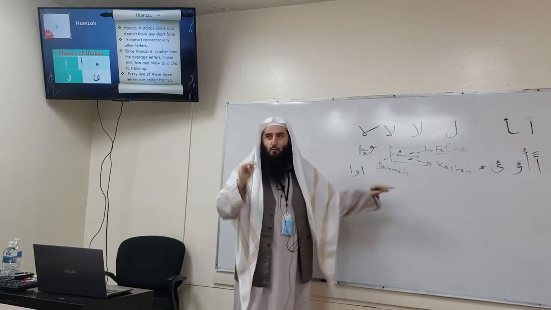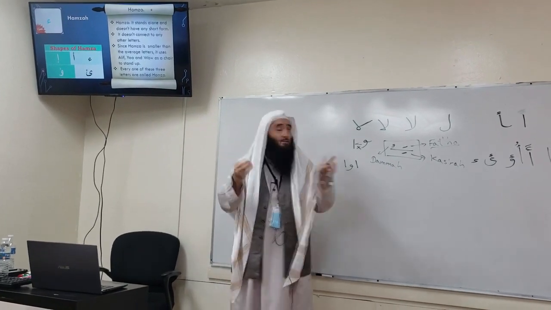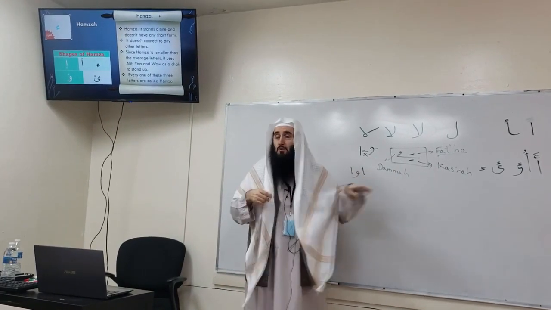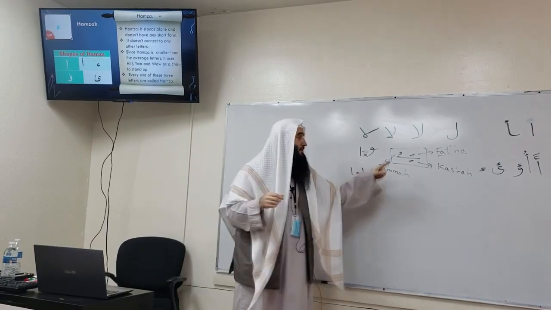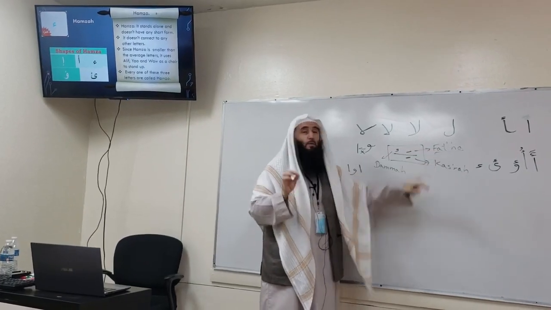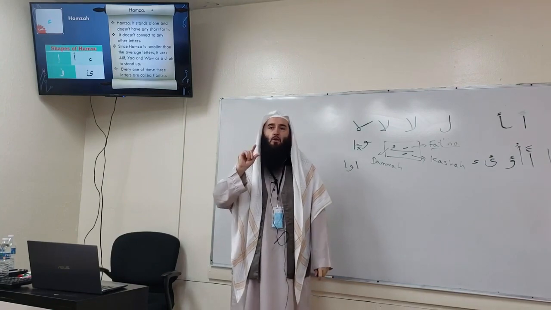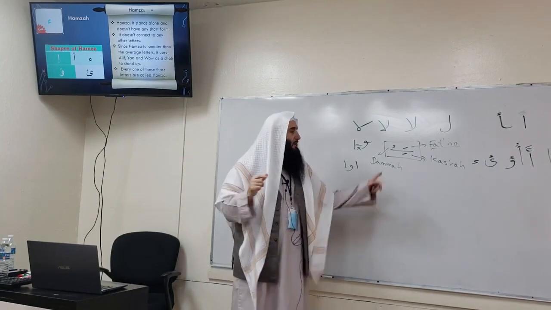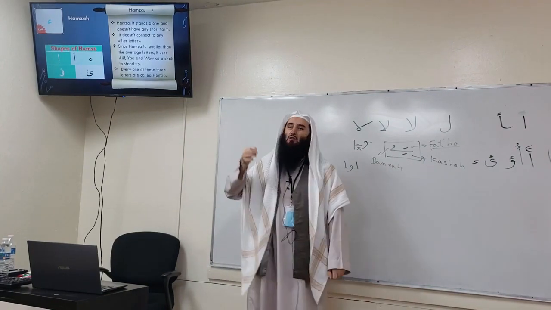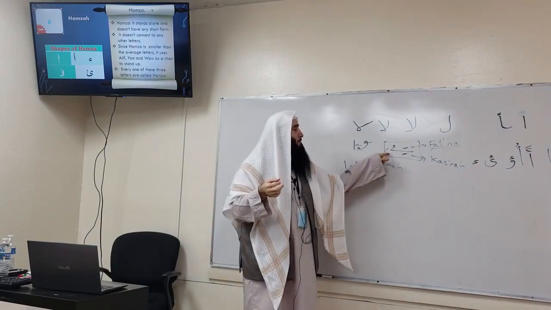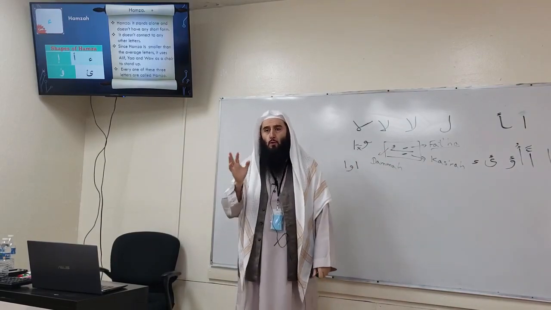But as we get a couple extra letters, then we will start putting these symbols. But it's good for you to write it down. At least you know when we say fatha, it's the sound of a. If I say kasra, it's the sound e. If I say dhamma, it's the sound u.